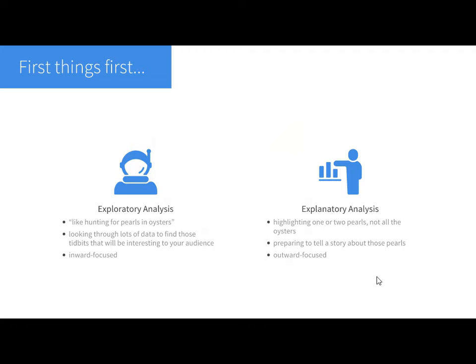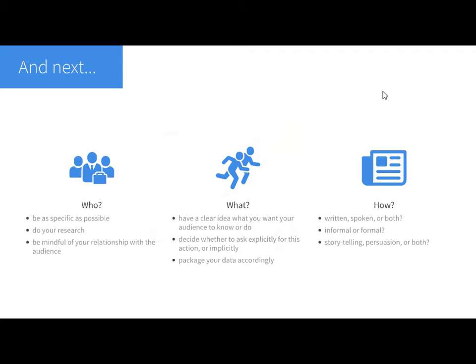More specifically, your goal is to have a specific effect on your audience, and you want to weave those pearls into a story that will achieve that effect. As a next step, the author encourages you to ask these basic questions: who, what, and how. This slide provides a summary of the specifics you want to discover in response to each of these questions.